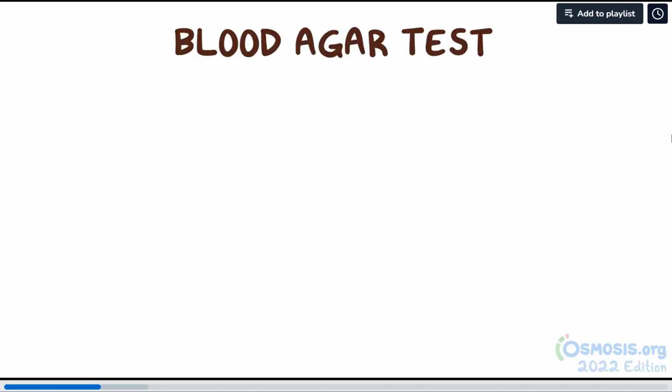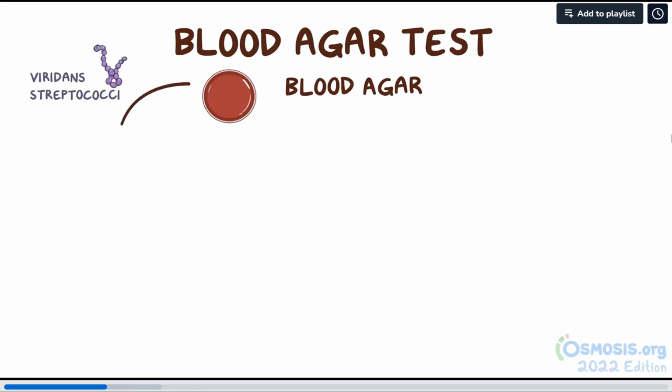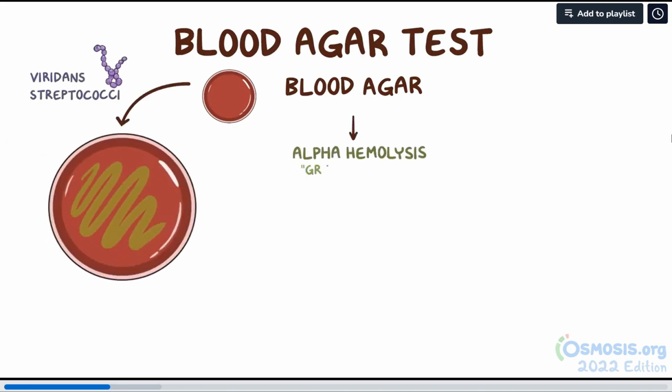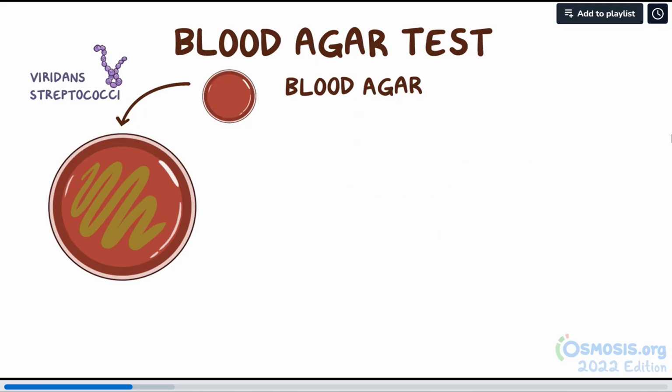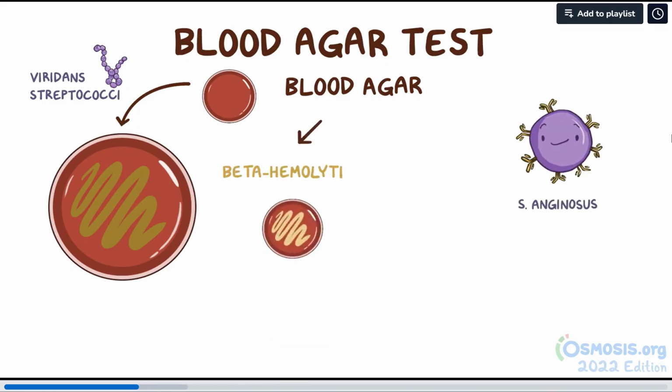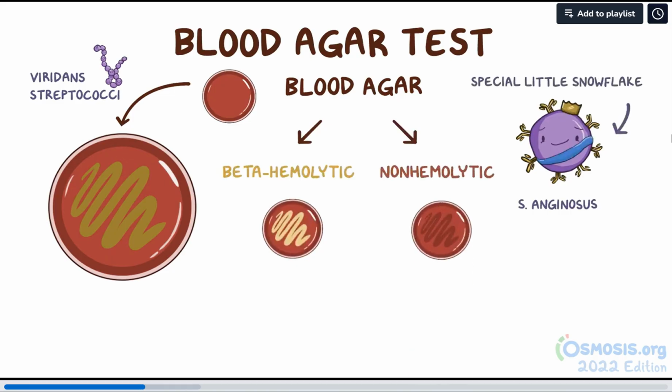Okay, now, when cultivated on a medium called blood agar, viridans streptococci colonies cause alpha hemolysis, also called green hemolysis, because they produce hydrogen peroxide, which partially oxidizes initially red hemoglobin in the blood agar to green methemoglobin. One way to remember this is to think that viridans means green in Latin. Some species in the Streptococcus anginosus group, however, can also be beta hemolytic or non-hemolytic. These guys are special little snowflakes.